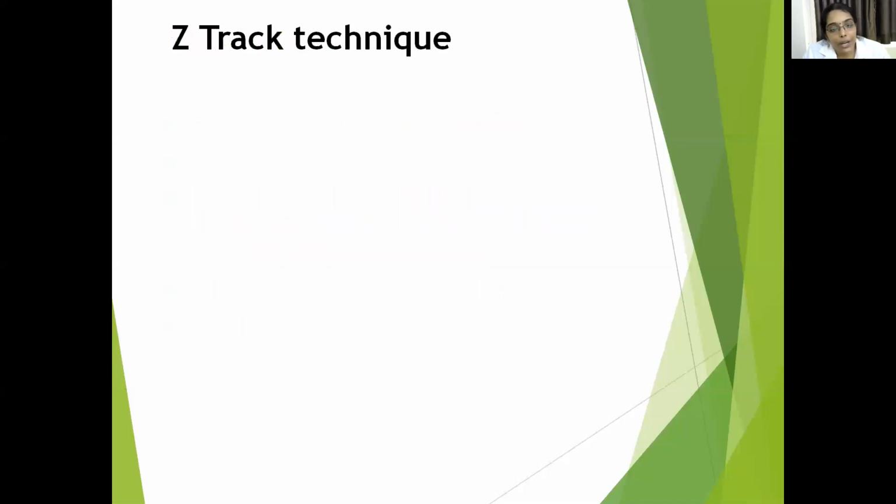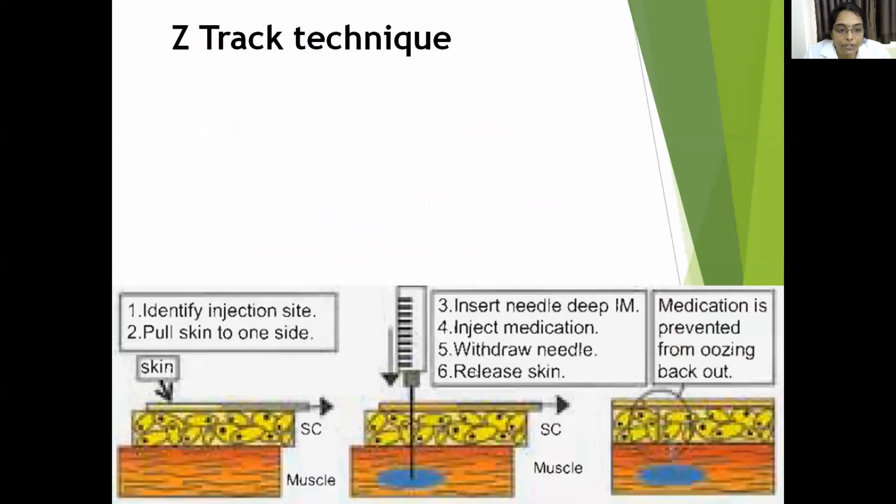Now if you have to administer it through the IM route, then you prefer giving it through the Z-track technique. All these steps have to be followed. First identify the injection site, then pull the skin to one side, and insert the needle deep IM. Before injecting the medication, you have to withdraw and see whether any blood is coming, because you have to confirm whether the needle is placed in the muscle or in a blood vessel. If it is in the muscle and not in a blood vessel, then inject the medication, withdraw the needle, and release the skin. Then the medication is prevented from oozing out because it is not a straight path.